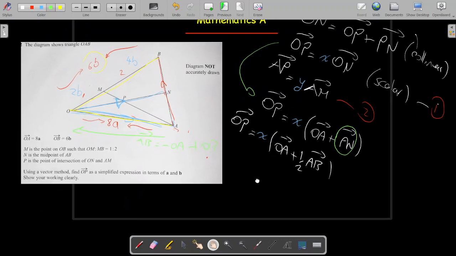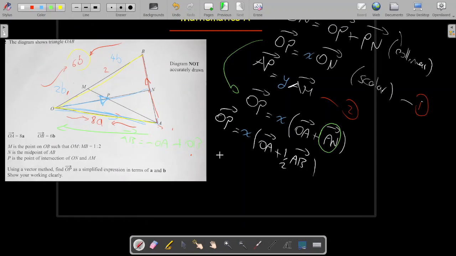So now this form is going to be converted into the following. My OP vector now is going to be equal to the x scalar multiplied by the OA vector plus half. But half of what? We said AB. AB here is equal to what? Half of OB minus OA.